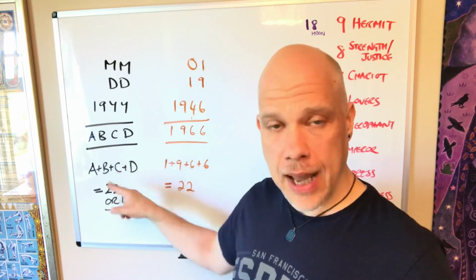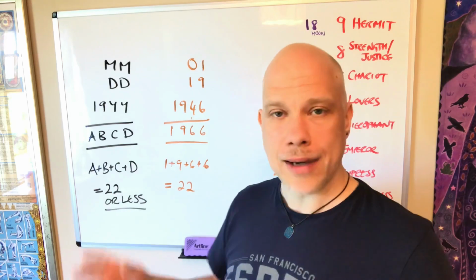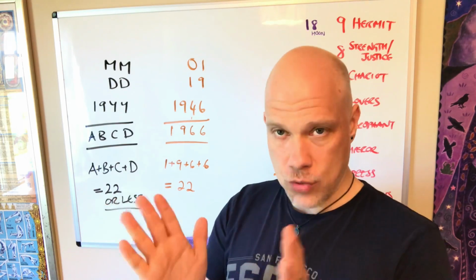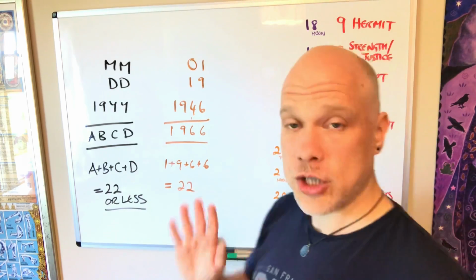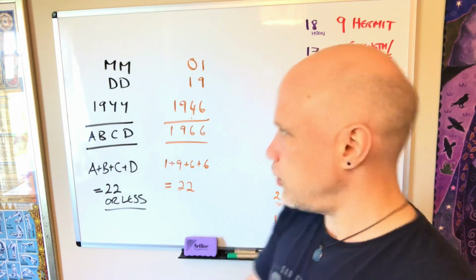You might need to do that a couple of times until you get to the 22, but that's what you do. And sometimes you'll land on a double-digit number like 22 or 21, and then you reduce that, and I'll show you how in a second. Or you might land straight onto a single number, and that tells you what constellation you're in. So let me give you an example.